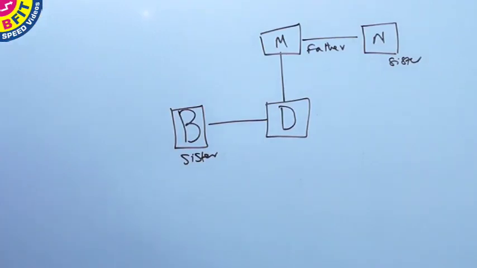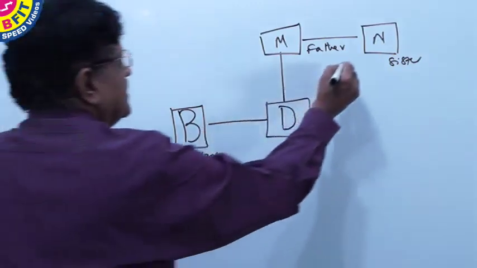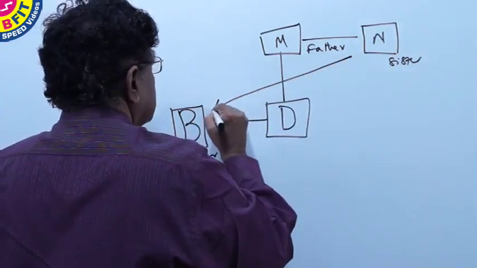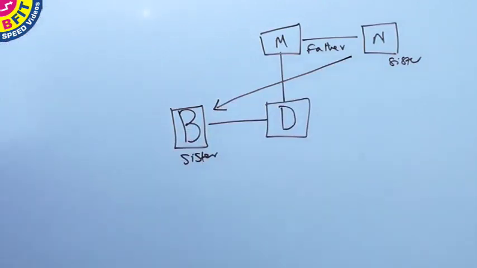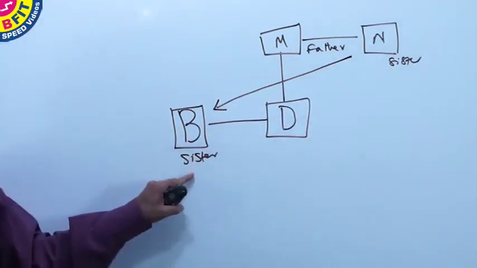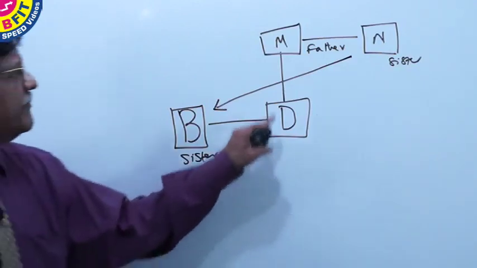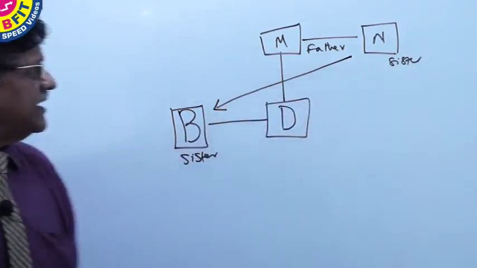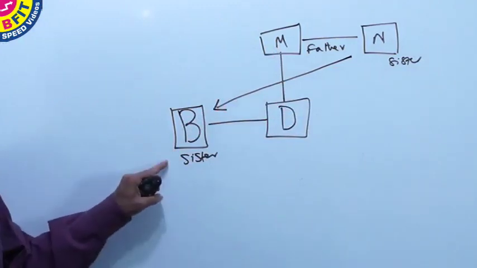Now what is the question? How is B related to N? It should be paraphrased as how B will be called by N. So you draw an arrow like this. Now B is sister of D. They are born for the same father and mother. M is father and N is sister. N is aunt. And how B will be called?